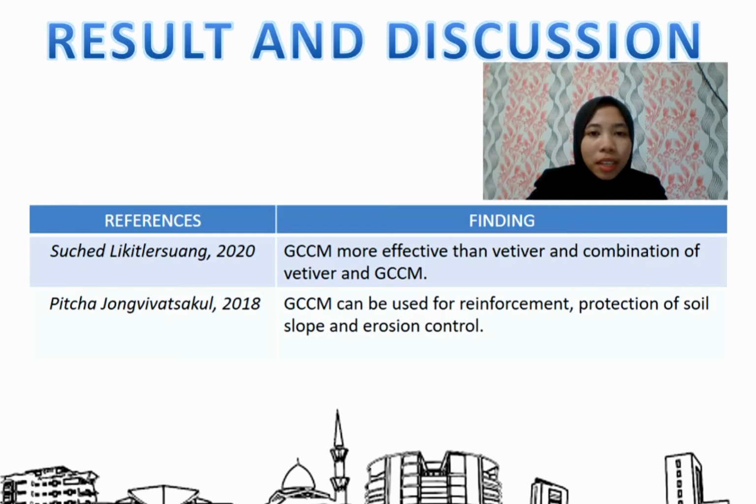According to a study in year 2020, it found that geosynthetic cementitious composite mat was more effective than vetiver grass and combinations of GCCM and vetiver grass. Based on the study in year 2018, the finding found that geosynthetic cementitious composite mat provides sufficient strength and can be used for reinforcement, protection of soil slope, and erosion control.